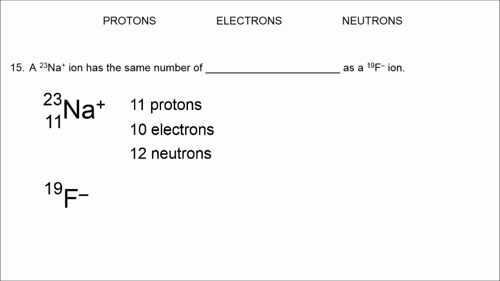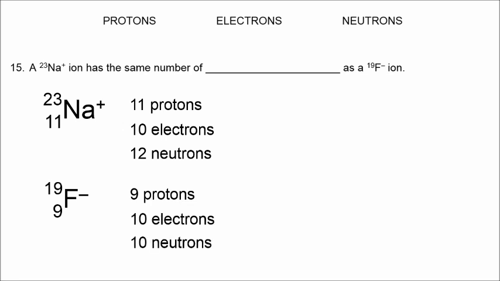Fluorine has atomic number 9, so it has gained 1 electron, has 9 protons, 10 electrons, and since 9 plus 10 is 19, it has 10 neutrons. So as you can see, the only thing they have in common is the same number of electrons.